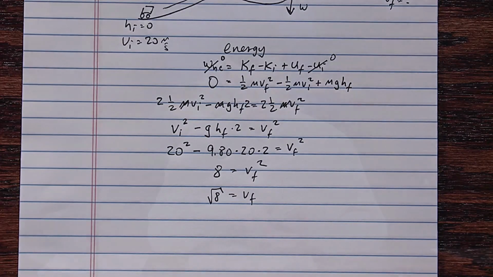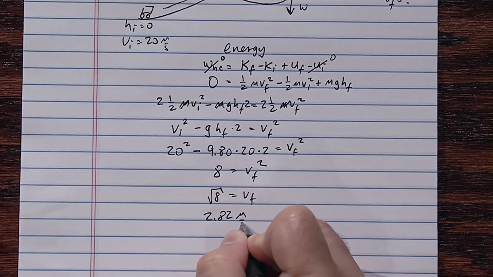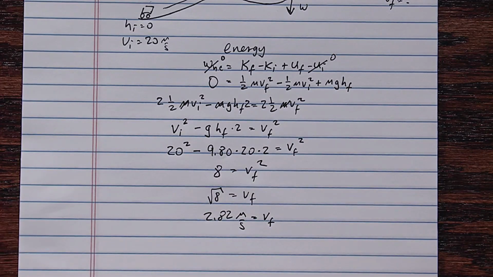The square root of 8 is 2.82 meters per second, which is equal to v final. So when the cart reaches a height of 20 meters, it is moving at 2.82 meters per second. So does it reach the height? Does it reach point 4? Yes, barely.